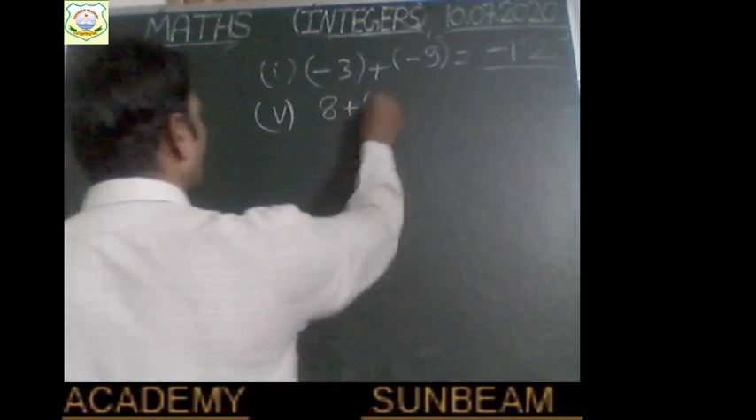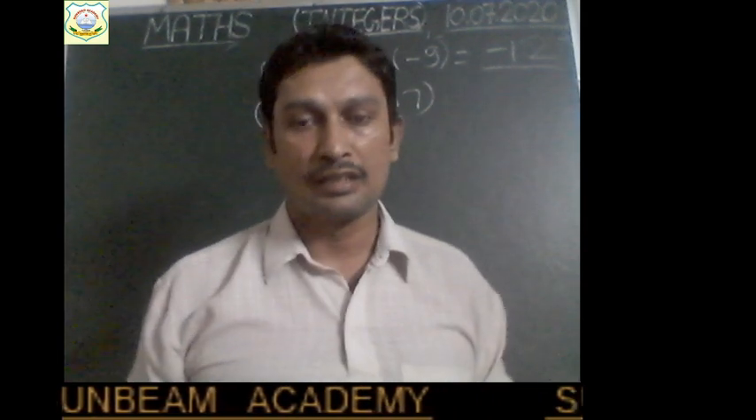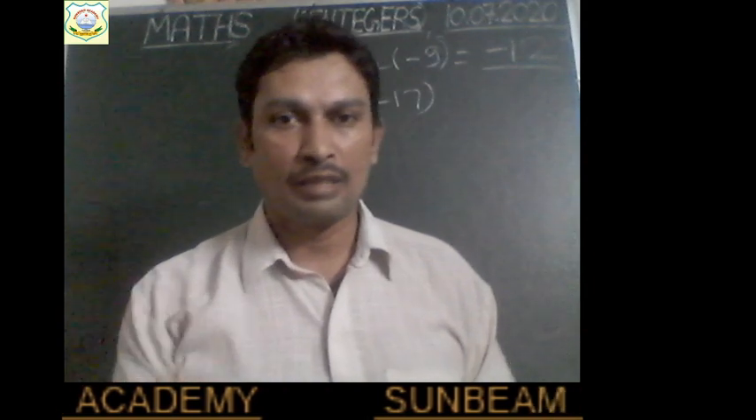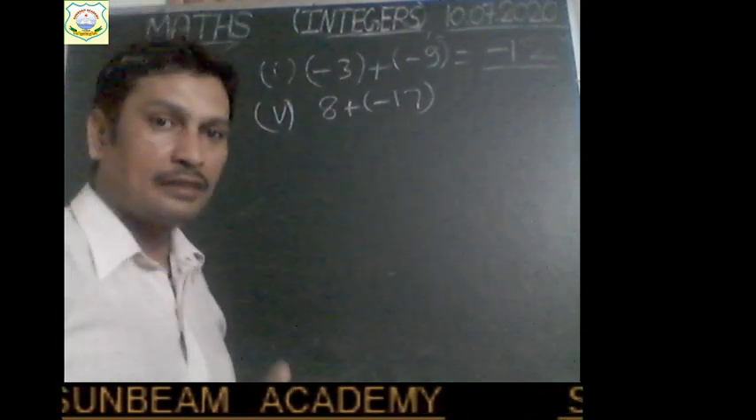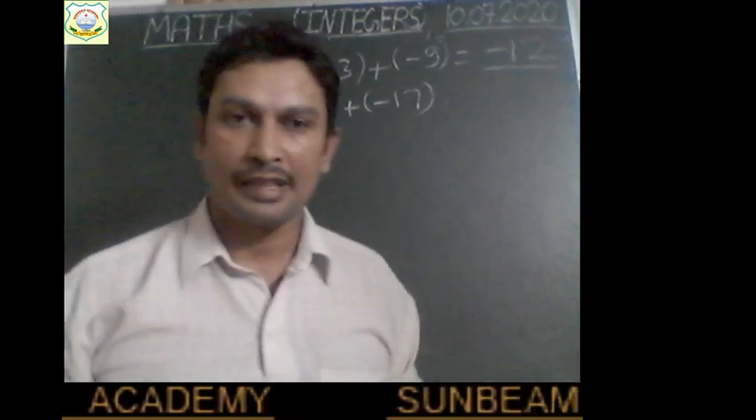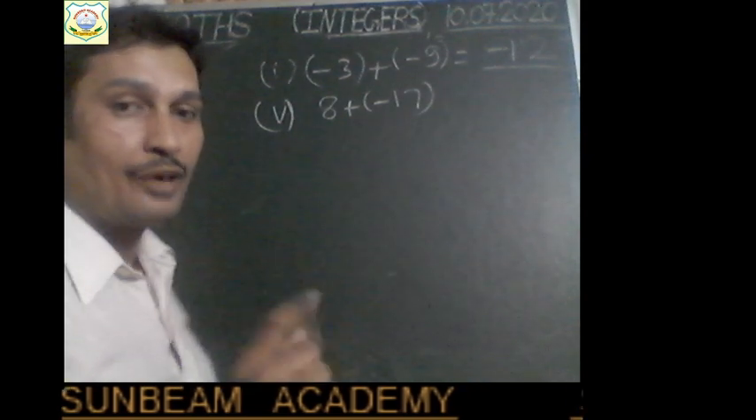8 plus minus 17. Okay, because each and every part is the same, children, you are supposed to solve the remaining parts by yourself. So the fifth part, let us see, for those who are still not able to understand. So 8 plus minus 17, how to add?